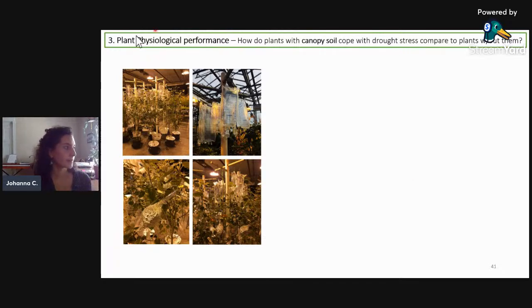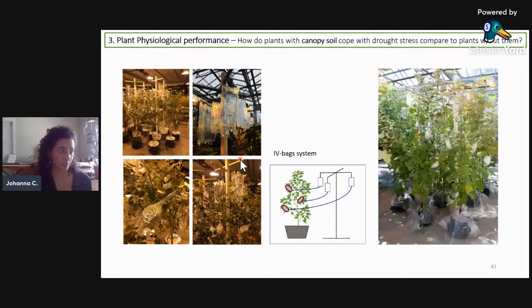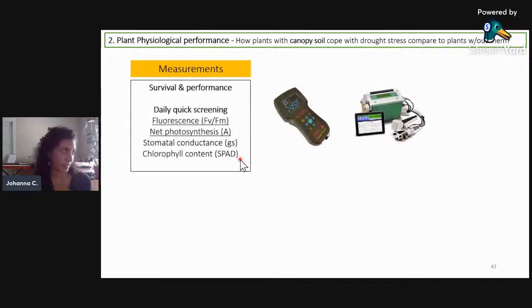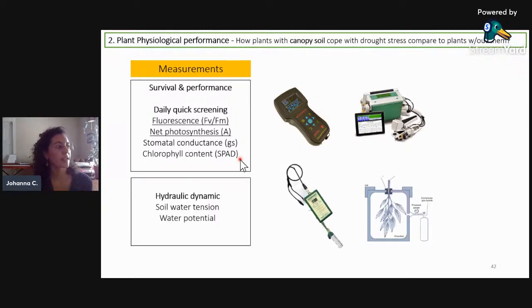So this is the experimental design. Again, all the canopy soil were connected to IV bags, and we were very careful to avoid water reaching the pots. We did different types of physiological measurements: daily quick screening with fluorescence, net photosynthesis, stomatal conductance, chlorophyll content, and we also measured hydraulic dynamics, so soil water tension and water potential.